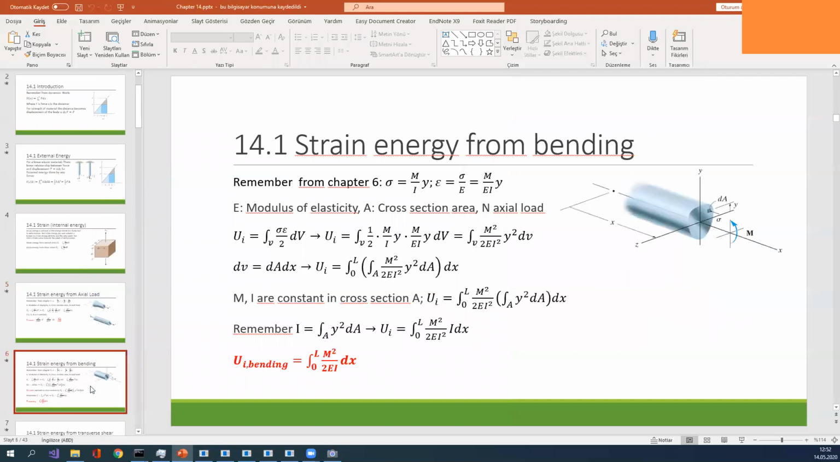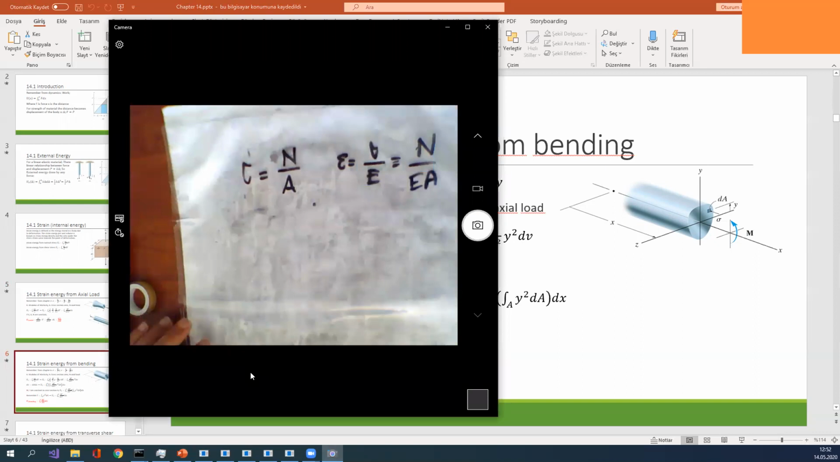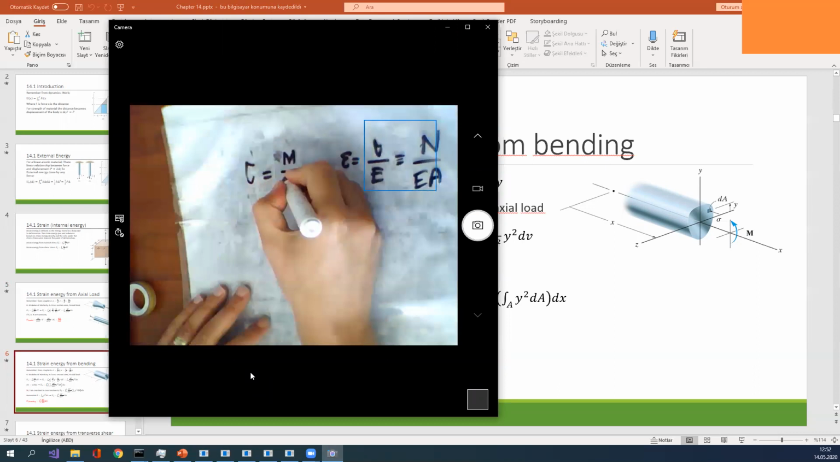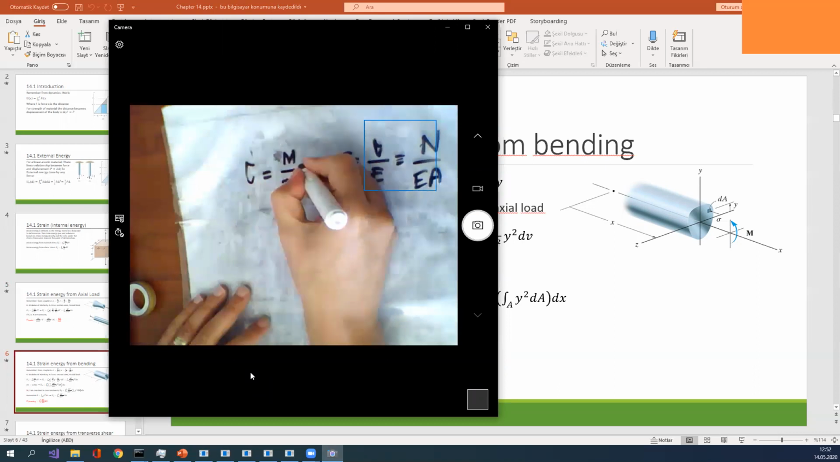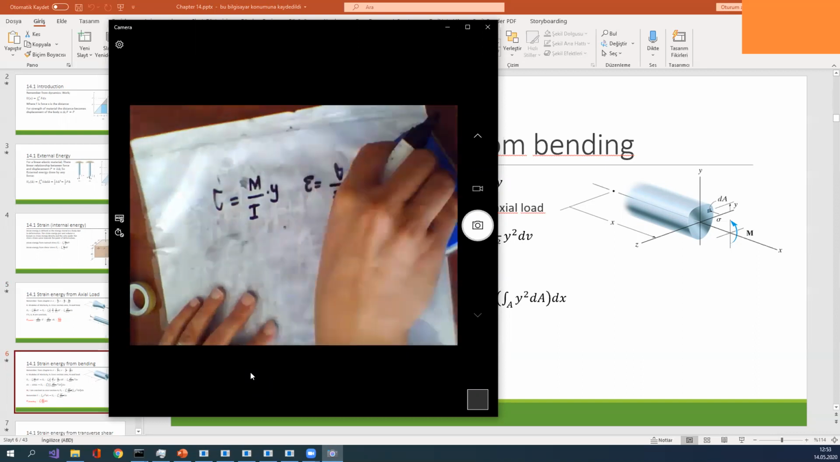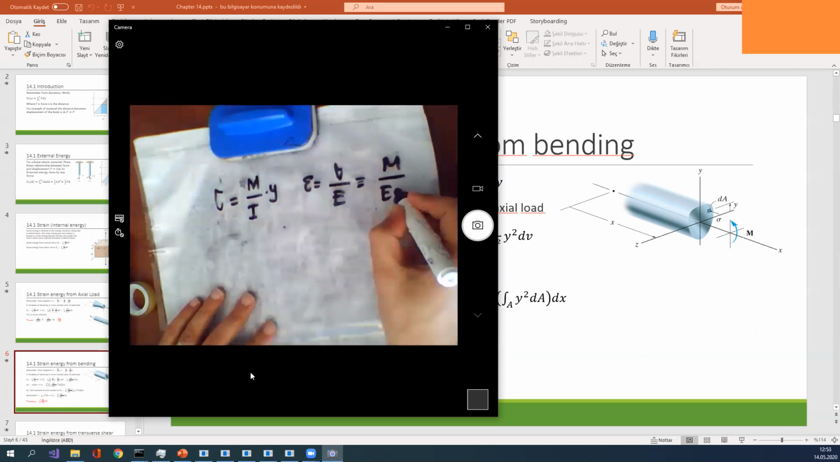For bending, our relationship is a little bit different. Also, I want to make a little bit of proof in here. I want to again open my camera. Do you remember sigma is equal to M divided by moment of inertia times y? Also, epsilon is similar. Therefore, I want to write M over EI times y in here.